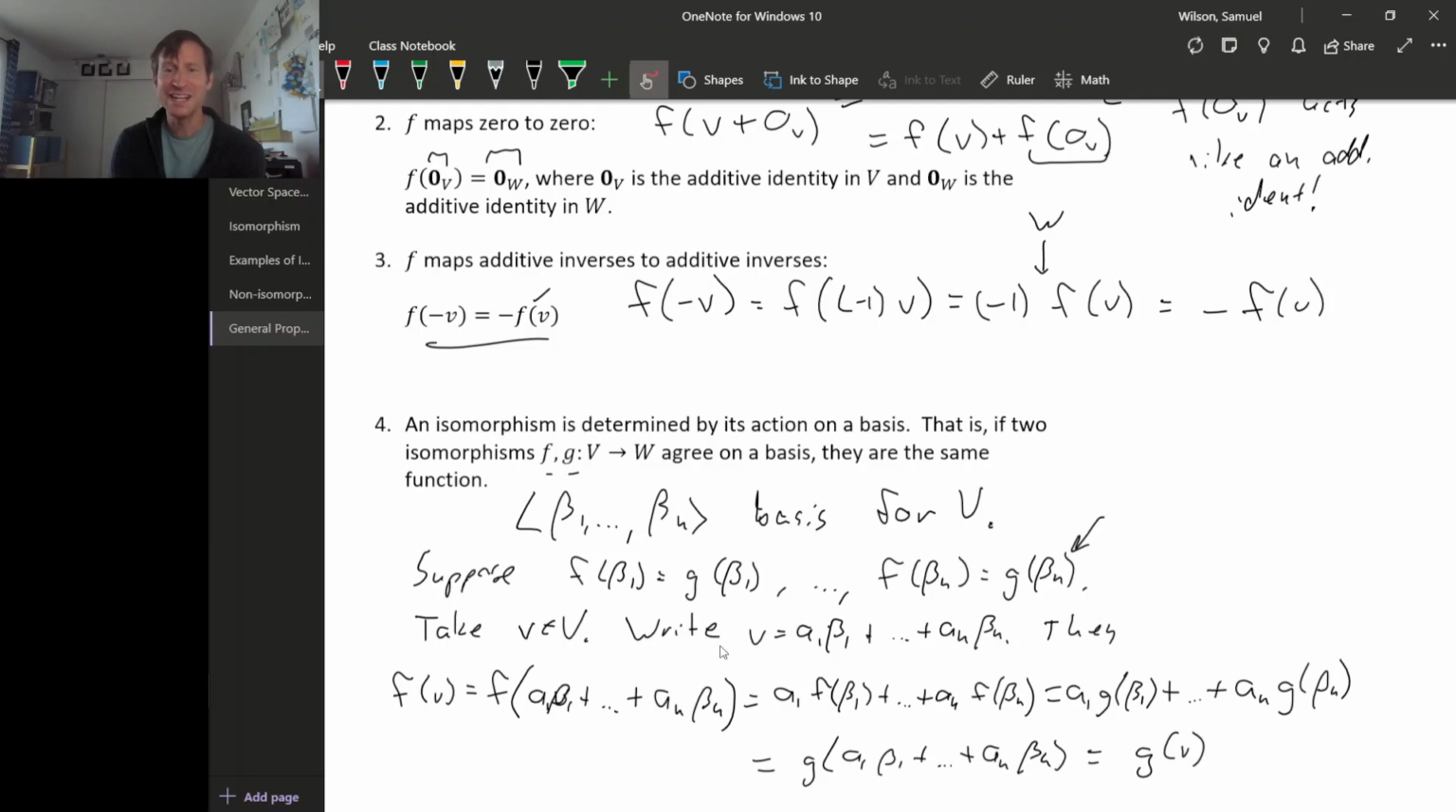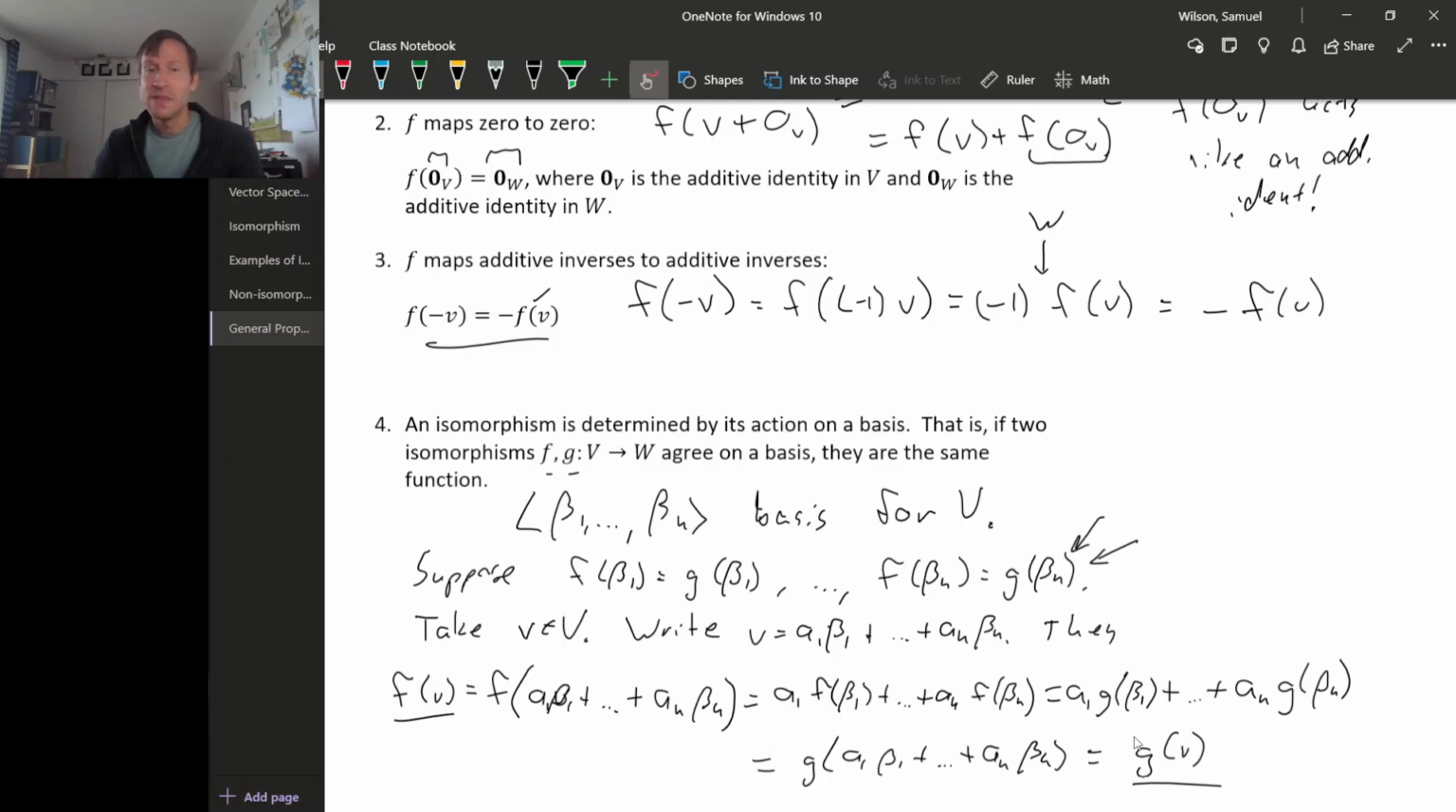So we've shown that if you assume that two isomorphisms do the same thing to a basis, then they actually do the same thing to every vector, right? They agree on every vector, and they're actually the same isomorphism. All right, so what this is saying is that having an isomorphism doesn't require that much information. You just have to say what happens to a basis. Any basis will do. Of course, different bases will require different descriptions.